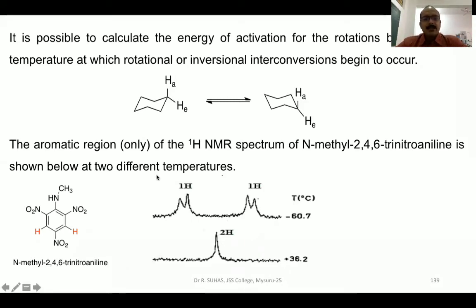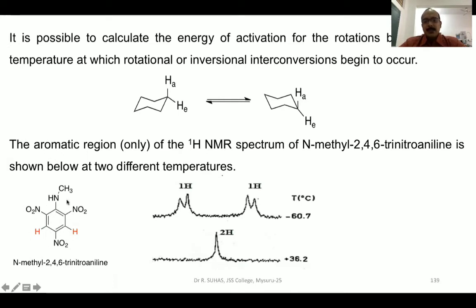We will take a third example. This is the case of N-methyl-2,4,6-trinitroaniline. Here there are two aromatic protons. When you do the NMR spectrum of this at room temperature, these two aromatic protons will both appear as only a singlet. This is at room temperature. So the last case with DMF was at high temperature. Now we will see what happens when we carry out the NMR at low temperature.